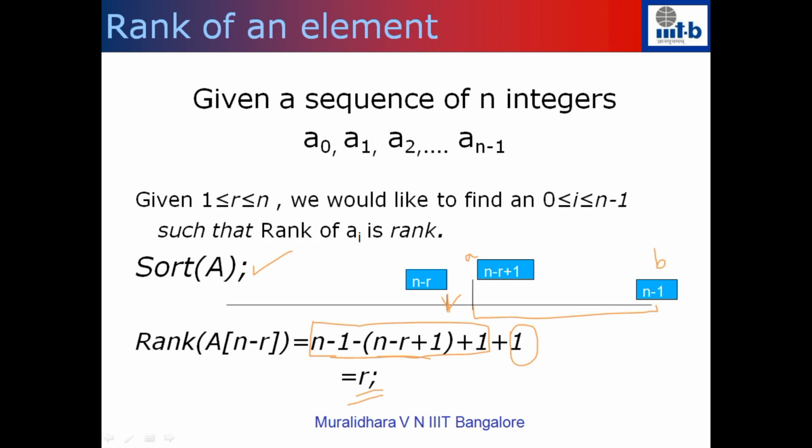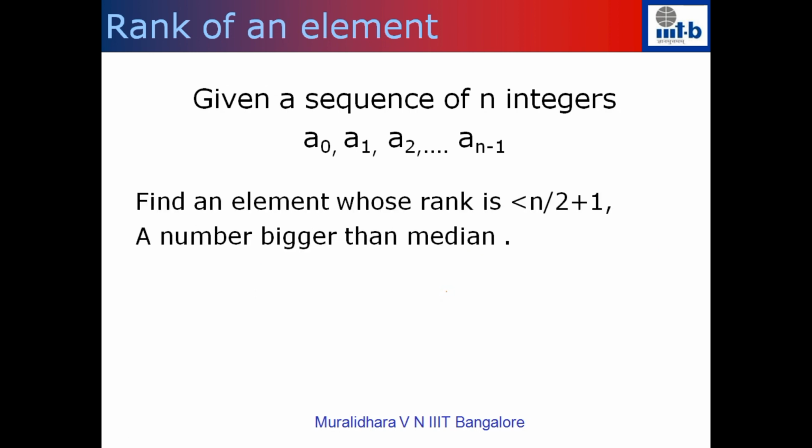So in the next video we are going to see how to find the rank given r in linear time. So now let's pay attention to one interesting problem. Given a sequence of numbers, I want a number whose rank is smaller than n by 2 plus 1. So n by 2 plus 1 is the rank of a median. So what I am looking for is a number which is bigger than the median, right?